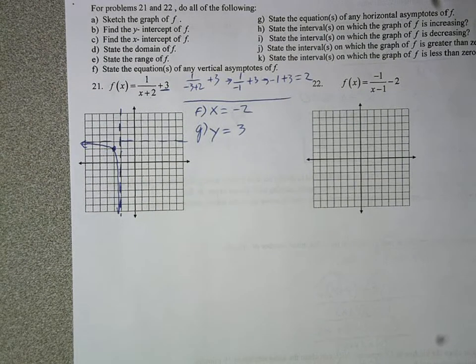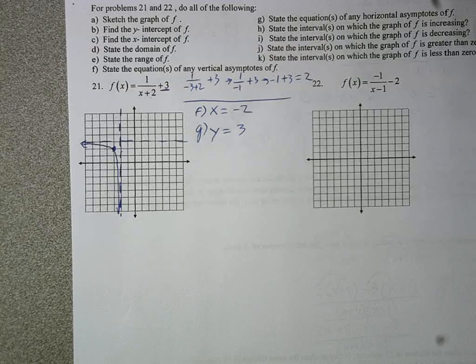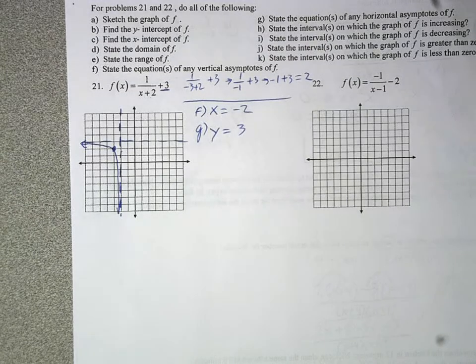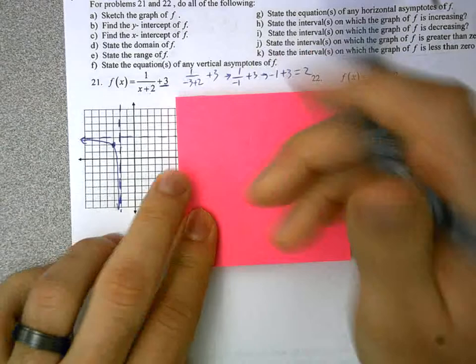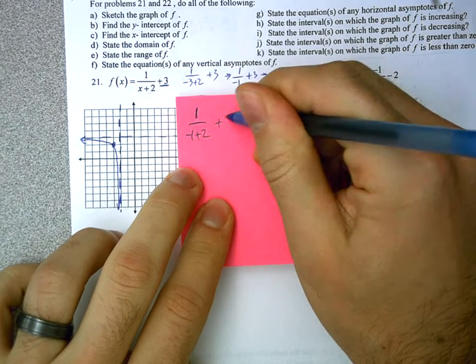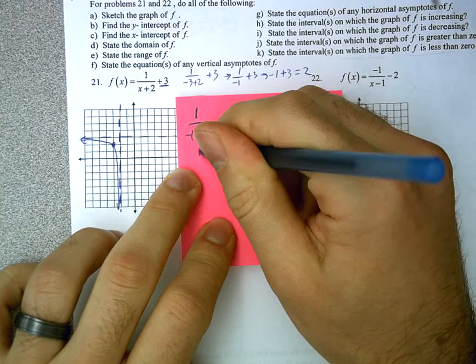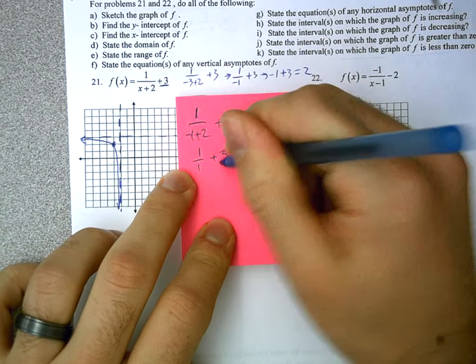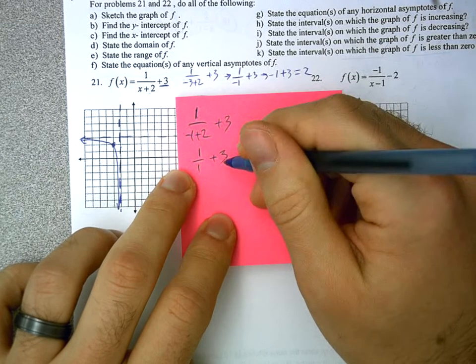I could probably even guess where the other one's going to be, but let's go ahead and plug in a point there too. Let's plug in -1, just to the right of our asymptote. So if I plug in -1, 1 over -1 plus 2 plus 3. -1 plus 2 is 1. 1 over 1 plus 3. 1 plus 3 would be 4.